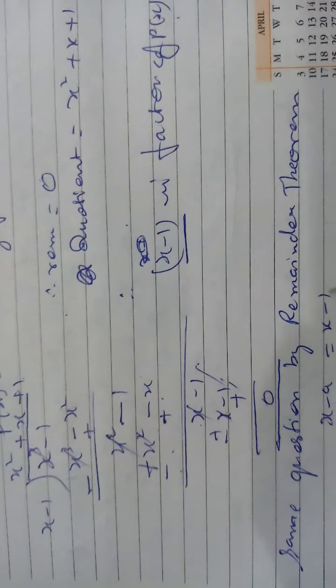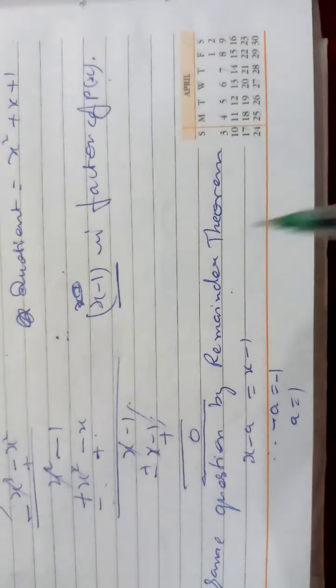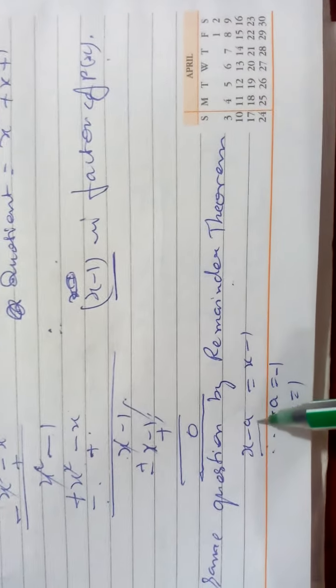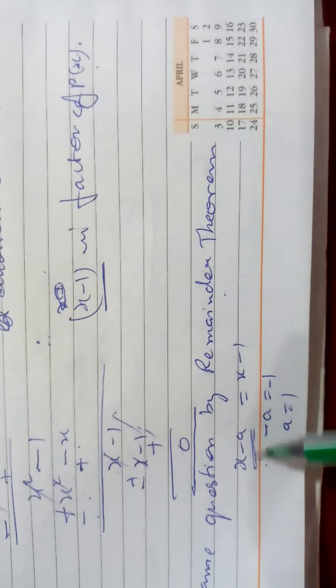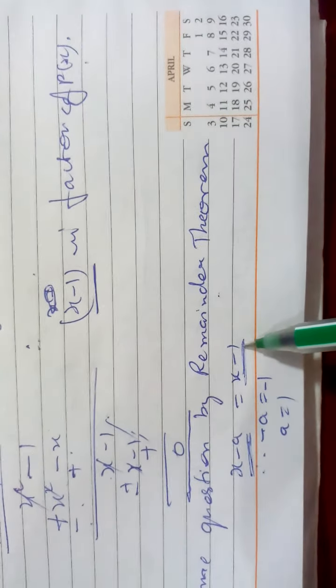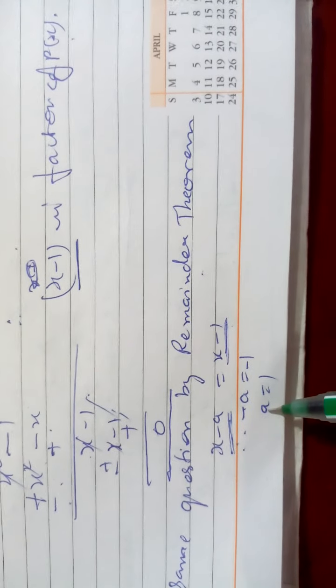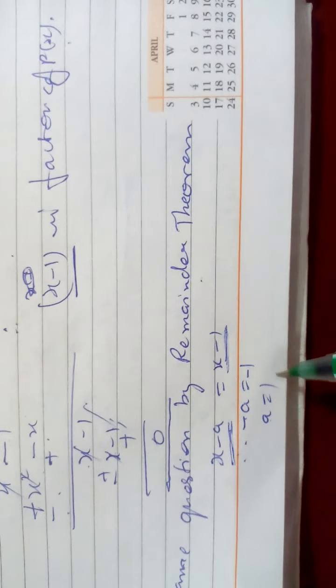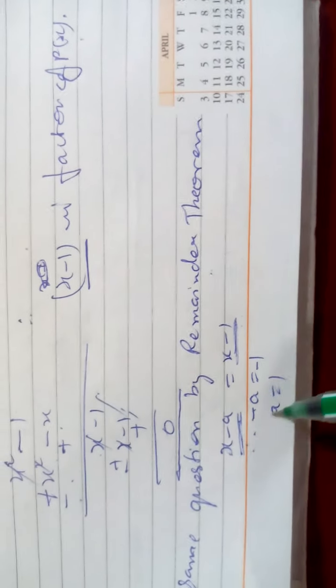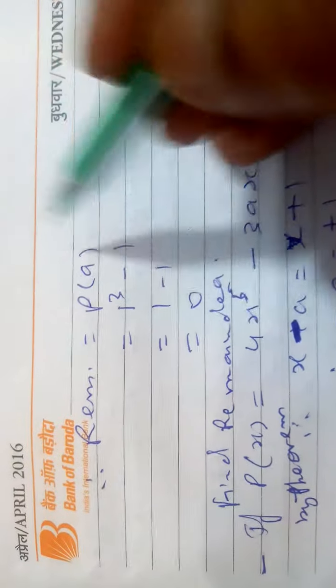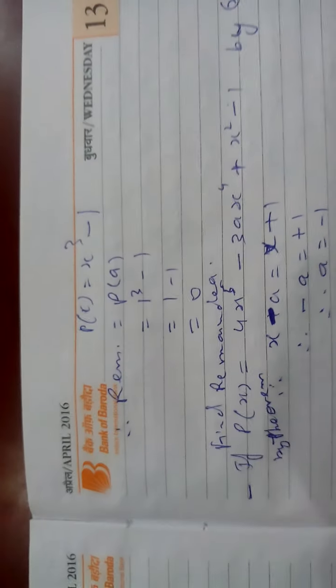So, same question when you want it by the remainder theorem. Compare with the theorem, where x minus a is the divisor. So x minus a and x minus 1 are the same. Both compare, minus a equal to minus 1. So, what is a? a is equal to 1. Minus and minus cancel. So, p(1) you find out. I am putting p(1) here. What was the p(x) given? p(x) was x cube minus 1.